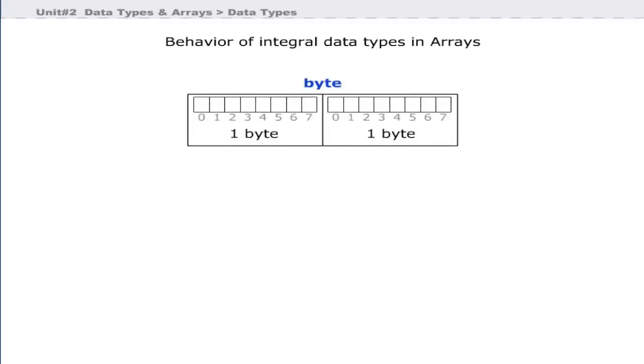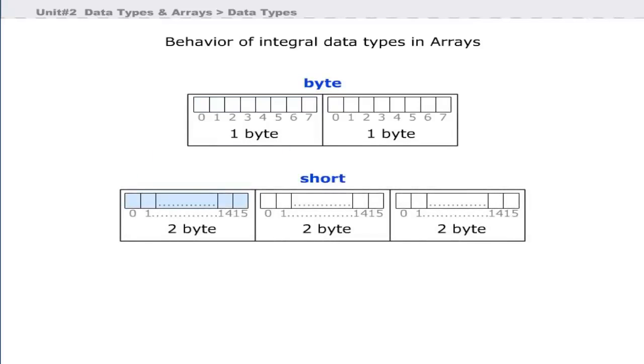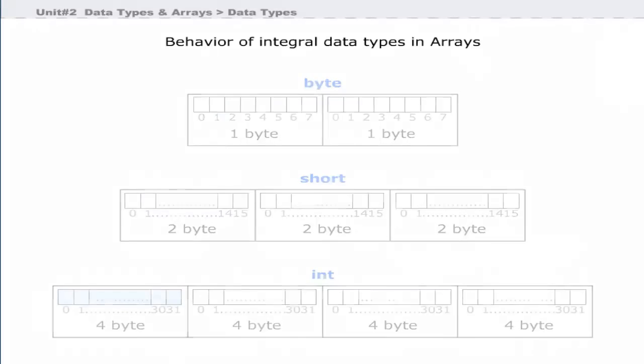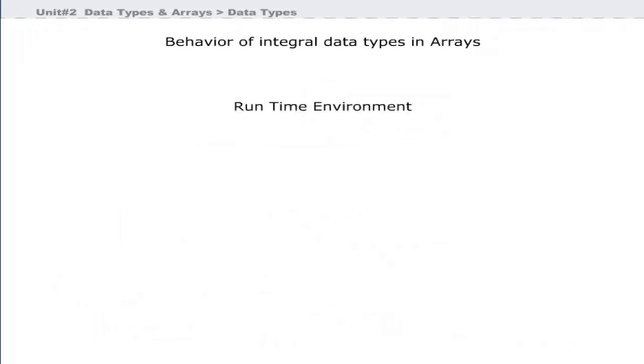Finally, let us see the behavior of integral data types in arrays. In arrays, the behavior of byte, short, and int is predictable. Byte uses only 1 byte per array element. Short uses 2 bytes per array element, and int use 4 bytes per array element. Java runtime environment uses the size of a variable as required by the computer in use. Some implementation of Java Virtual Machine store byte and short variables as 32 bits rather than actual size of 8 bits and 16 bits.